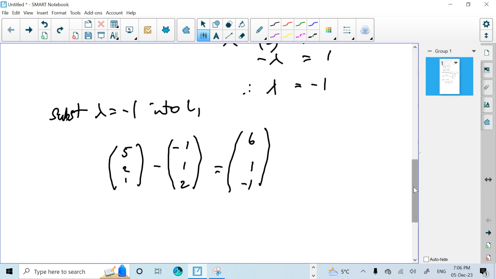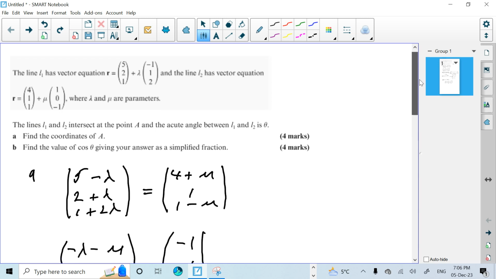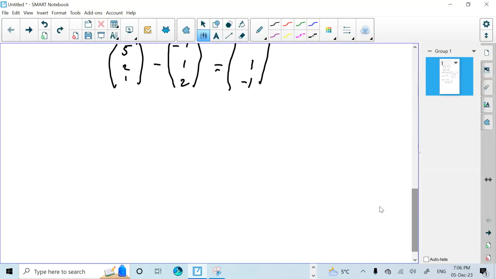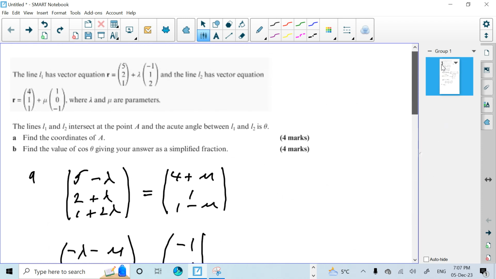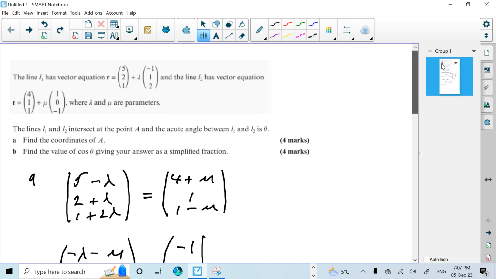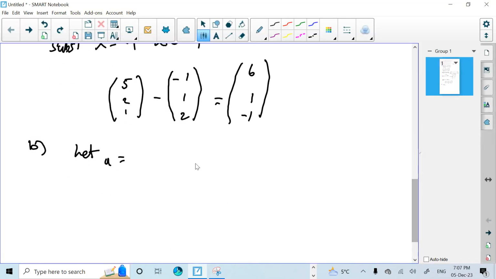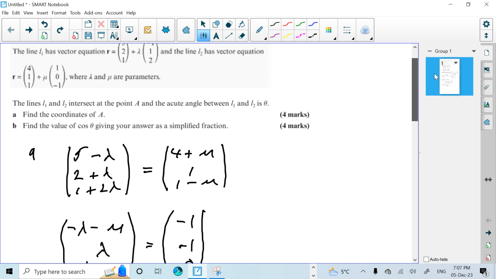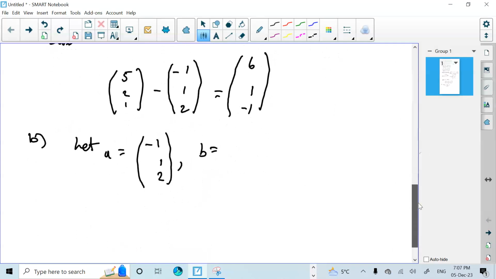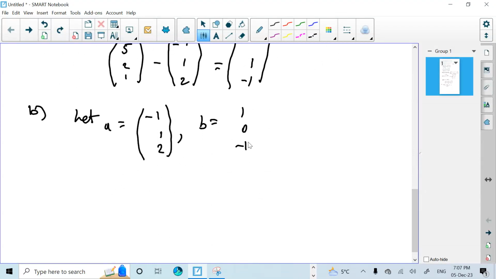Part B, we have to find the value of cos theta giving your answer as a simplified fraction. So let's have a look at part B. We're going to let a equal, what was it, minus 1, 1, and 2. Let's just check that. a was minus 1, yep, the scalar quantity of the line L1, minus 1, 1, and 2. That was assigned to lambda as a scalar quantity, so we've got to write minus 1, 1, and 2. And for b will equal, if we go back again, it was mu times 1, 0, and minus 1. So that's what we're going to use, 1, 0, and minus 1.